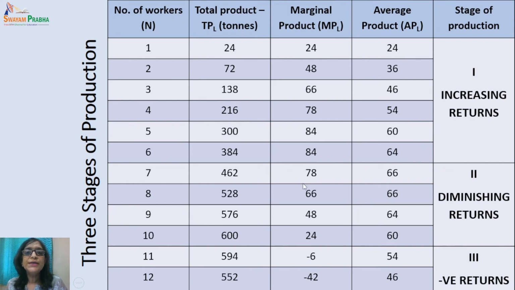7th worker, how much did he add to the total product? 78 tons. 8th worker, how much did he add? 66, lesser than the 7th. Have a look at the 9th worker. How much has he added? 48, lesser than the 8th. So this stage is called the stage of diminishing returns. What is happening to the average product? Average product has also started declining. The third stage is called the stage of negative returns. Why is it negative returns? Because this labor productivity, this MPL, is negative, which means your total product has started falling. So these are the three stages of the law of variable proportion.